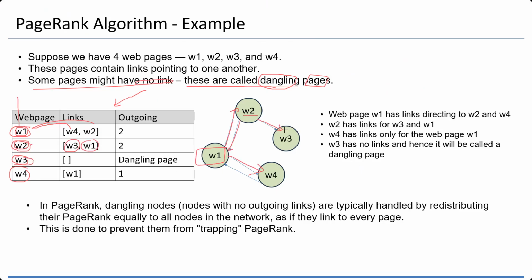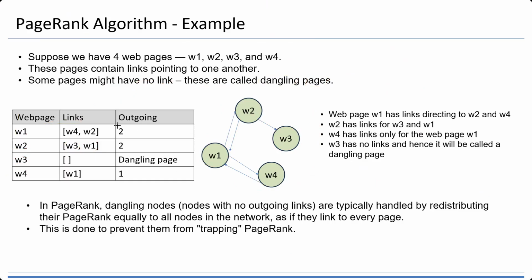W3 has no link, so it is not related to any other. W4 has one link, W4 to W1. So this is the graph from this matrix.